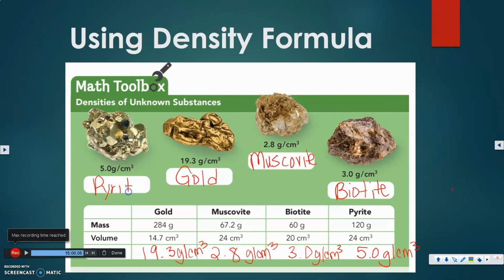And so they use this to figure out which one is the real gold, because actually pyrite's nickname is fool's gold. And you can see it looks pretty gold-like. So they call this pyrite fool's gold. But you can definitely see there's a huge density difference between the real gold and the actual pyrite. All right. Thank you very much.